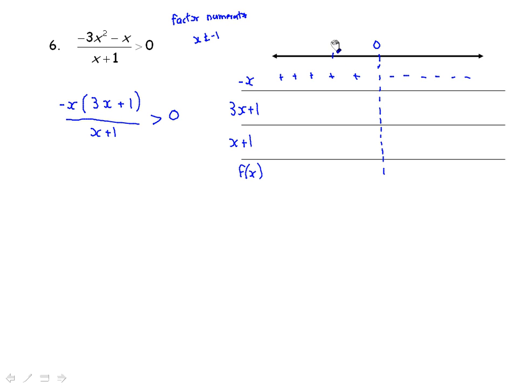3x plus 1, the 0 is negative 1/3. And if you plug in an x value bigger than negative 1/3, say 0, then the factor does become positive. If you plug in an x value less than negative 1/3, it'll be negative. x plus 1, the 0 is negative 1. That factor will be positive for all x values greater than negative 1, and then negative to the left.